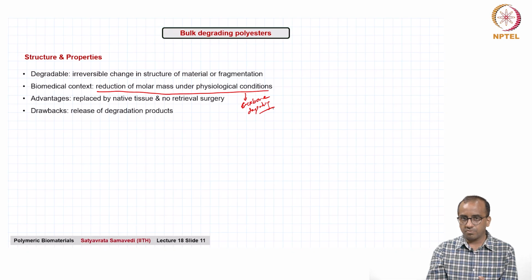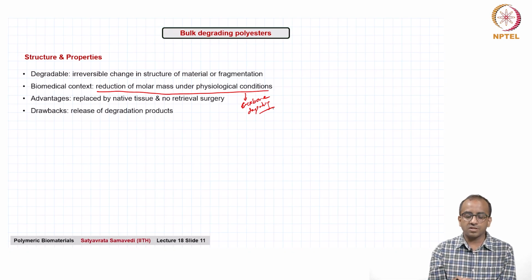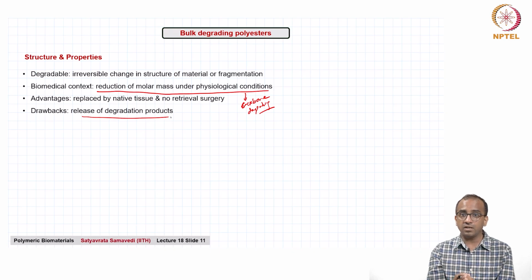Now, the advantage of this is that for a tissue engineering application, for example, with degradation, these materials can be replaced with neo tissue, and a second retrieval surgery is not required. If you can control the rate of degradation of the material to match the tissue regeneration rate, then by the time the tissue is fully regenerated, the material is going to completely degrade. But of course, one drawback with this is the release of degradation products, which again we have seen earlier have to be carefully chosen such that the degradation products do not cause any adverse reactions.